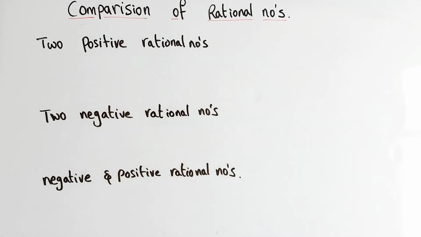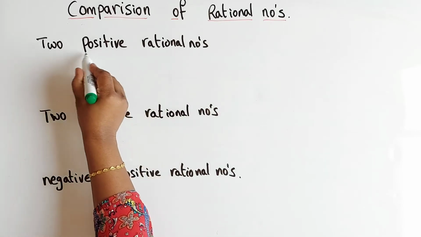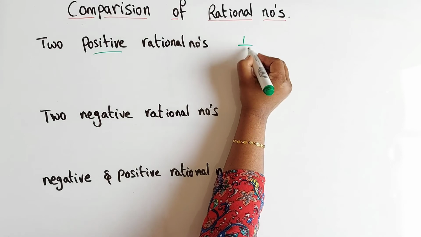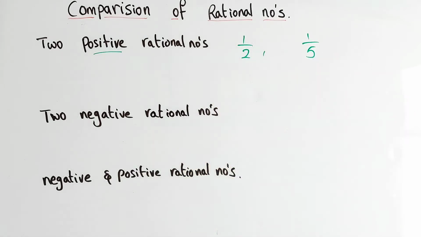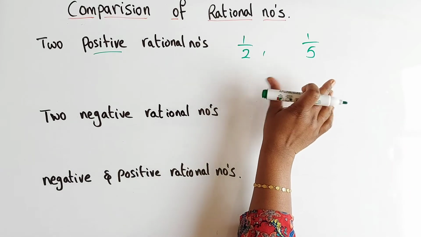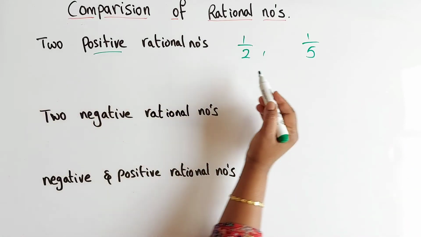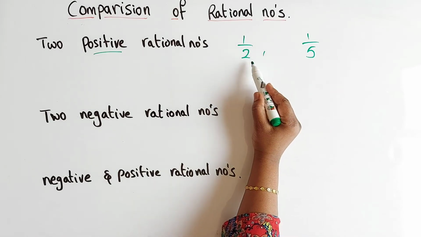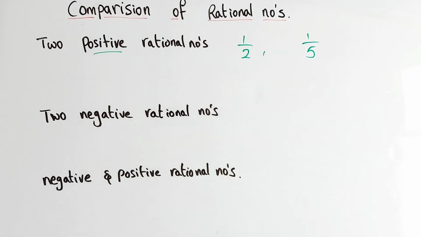Comparison of rational numbers, children. First we'll do two positive rational numbers. Comparison of two positive rational numbers, right? Here I am taking 1 by 2 and one more rational number, 1 by 5. Right children? Which one is bigger? Which one is smaller? How do we do it? This we have already learned in the fractions topic, right? So let us start. Here we have different denominators. Here we have 2, here we have 5. Correct children? So we have to get the same denominator.